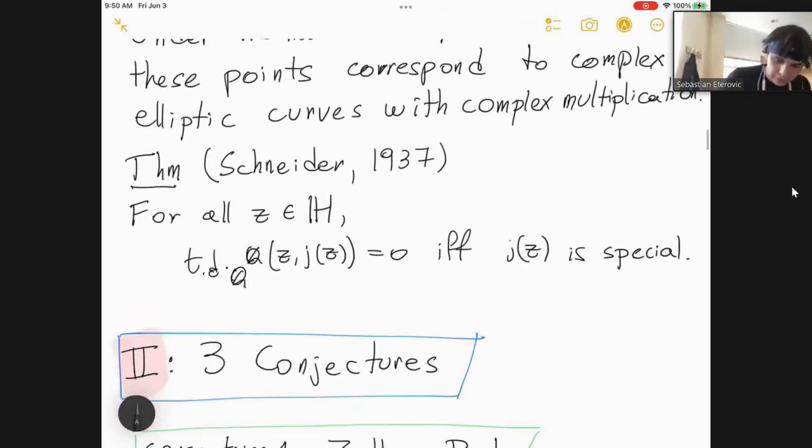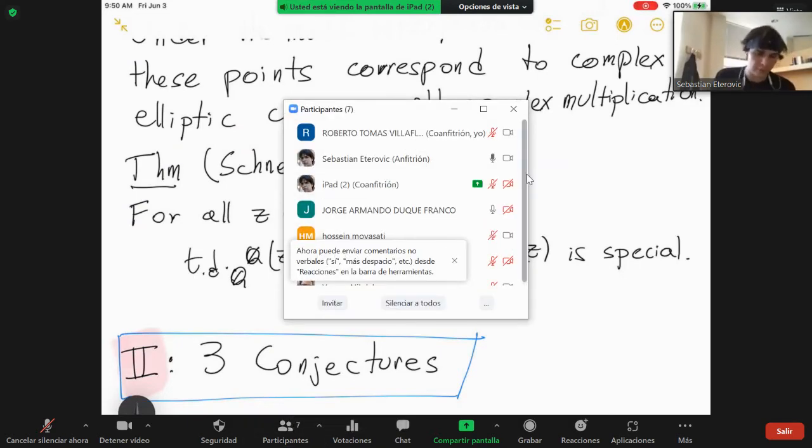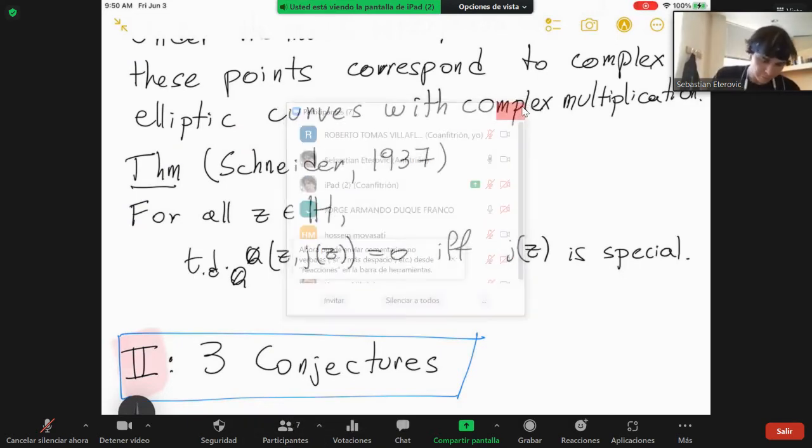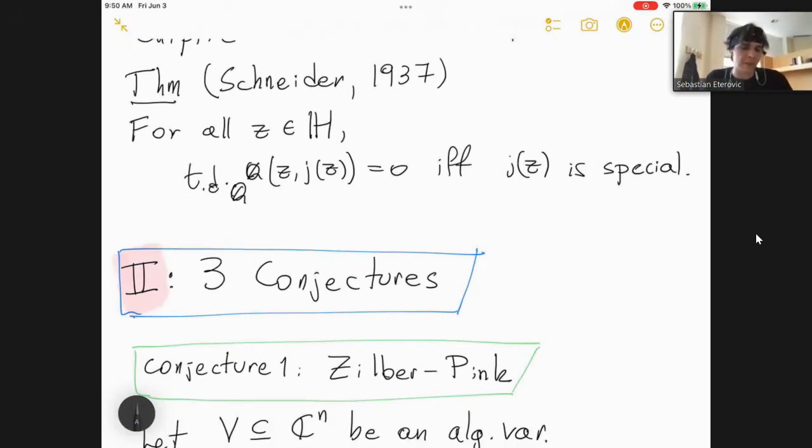All right, so in the abstract, what I said was I wanted to discuss 3 different conjectures that have different origins, but that interact quite nicely in certain situations. So I'm going to go through them now. The first one is a very famous conjecture these days in arithmetic geometry or in Diophantine geometry. It's called the Zilber-Pink conjecture, and it's at the center of a lot of research these days.